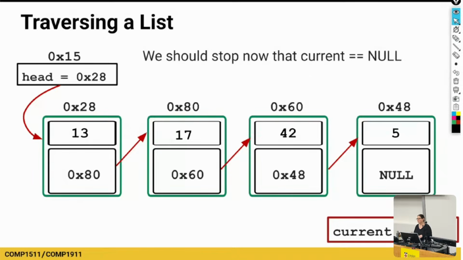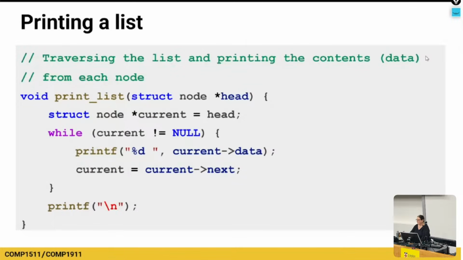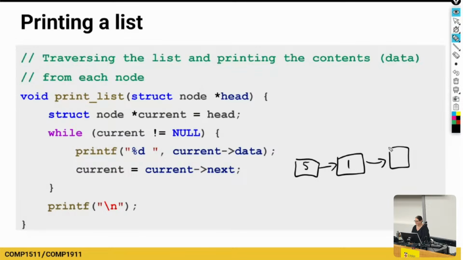So our loop will stop when current equals null. We'll start at the head, we'll stop when we get to current equals null, and we'll keep saying current equals current next. And this is the pattern that you use when you're traversing a linked list. So we did this same thing to print a list. Again, I'll just draw it again, just with boxes. It's not really the same list, it's probably different numbers.